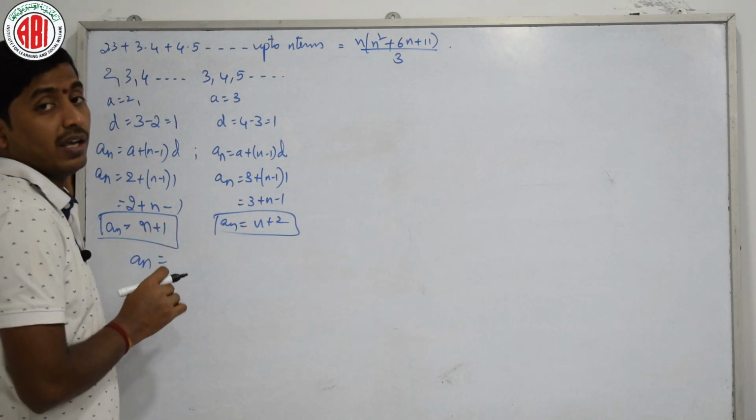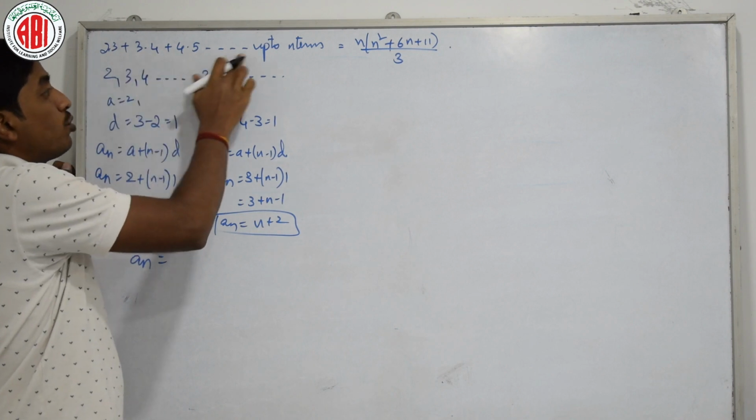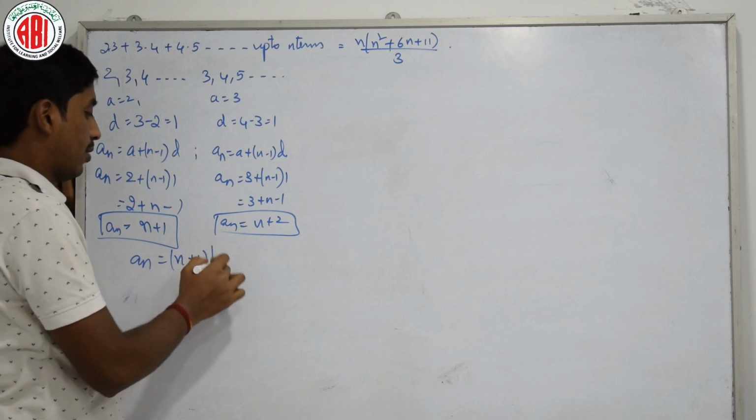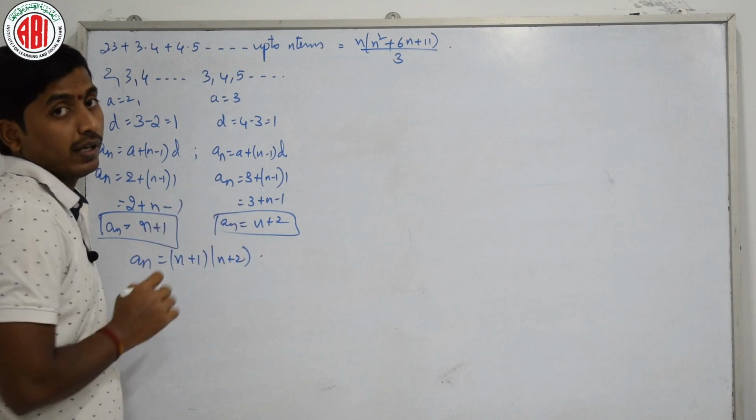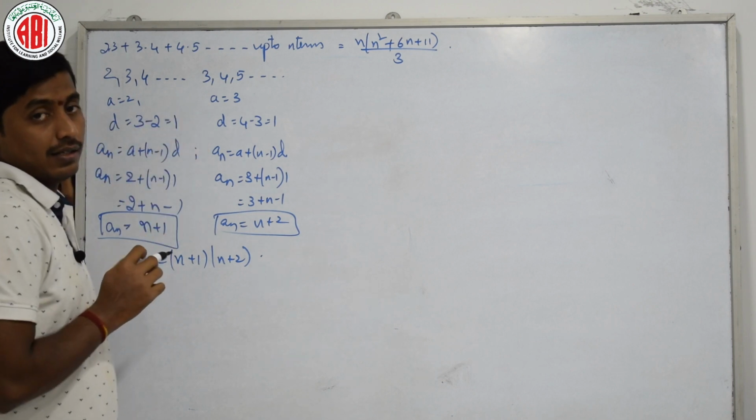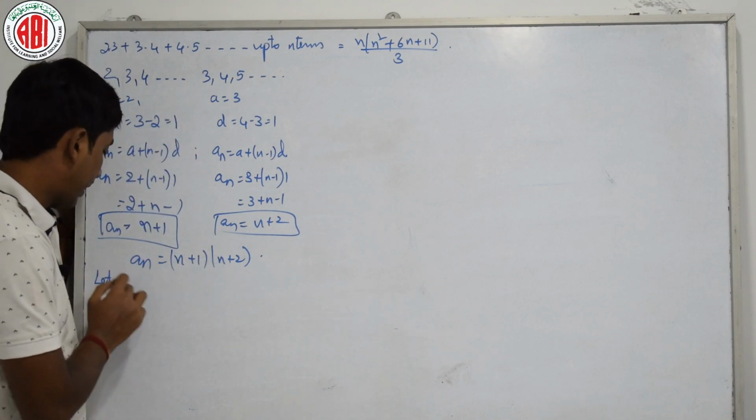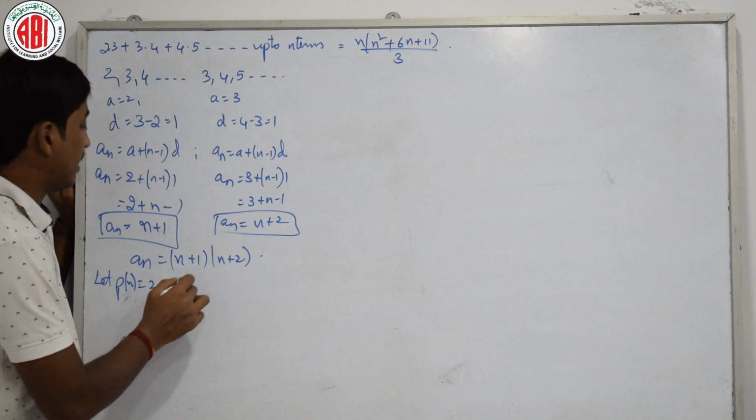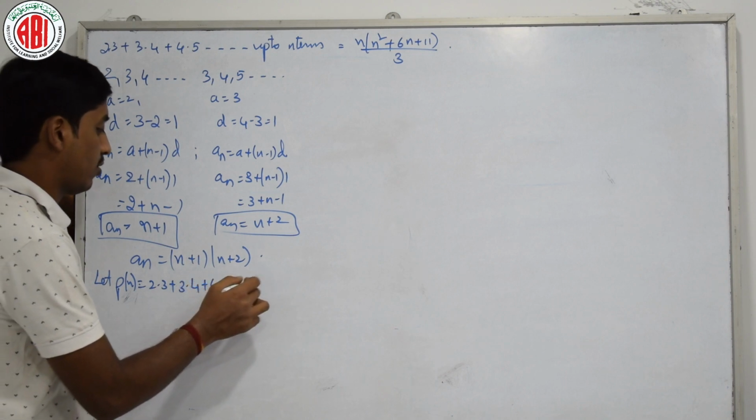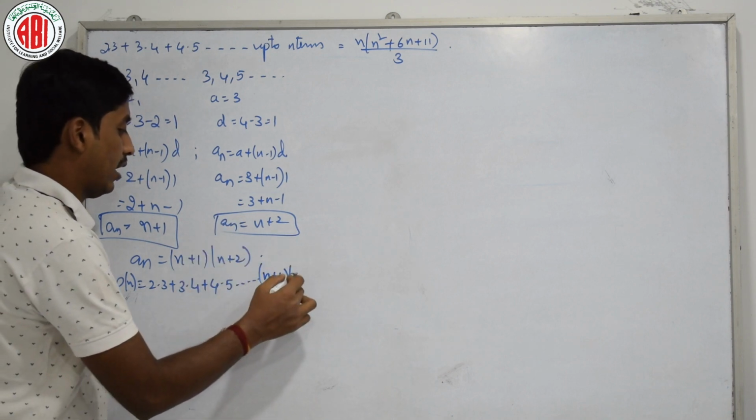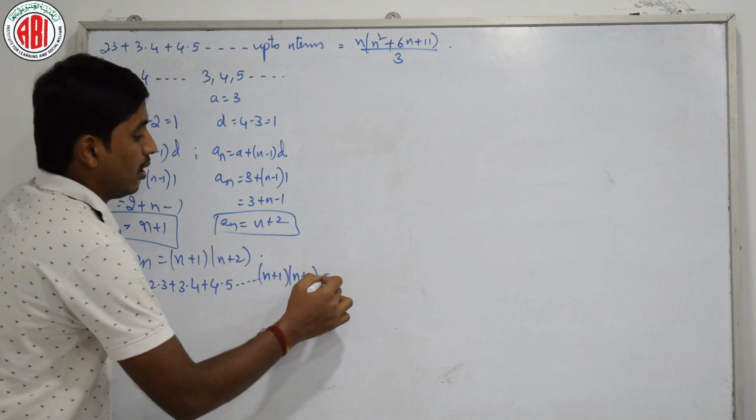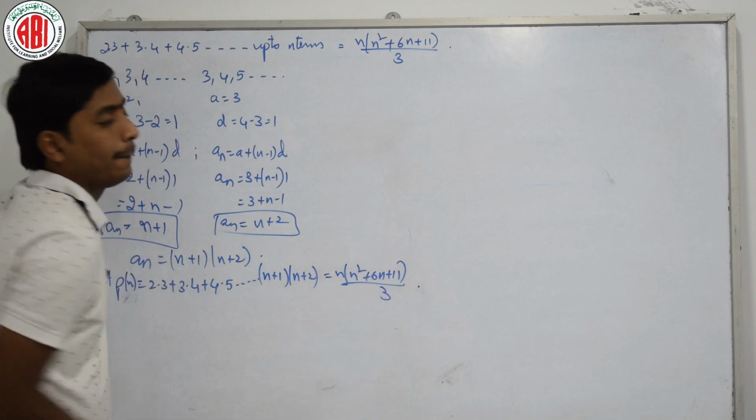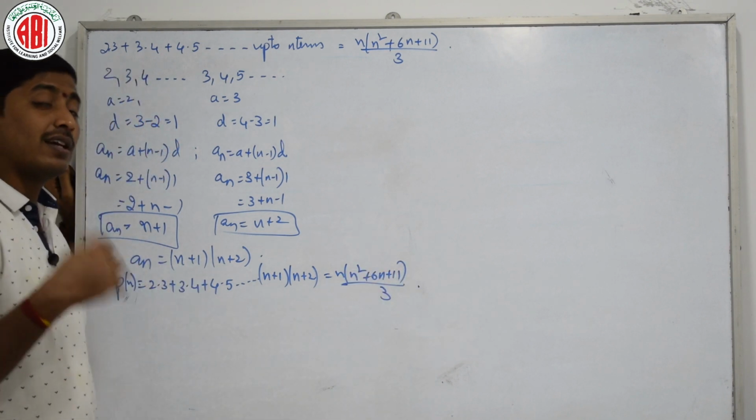What is the nth term now? Tell me. Here, whatever it is, we are multiplying two terms. Finally, the nth term is the multiplication of (n plus 1) into (n plus 2). Right? Now we can directly write it. Therefore, let P of n be: 2 into 3 plus 3 into 4 plus 4 into 5 and so on up to (n plus 1) into (n plus 2), that is equal to n into (n square plus 6n plus 11) by 3. We got a P(n).